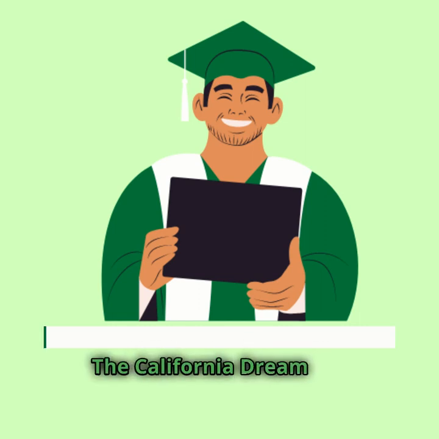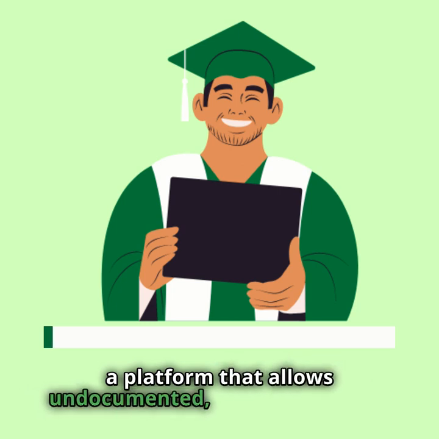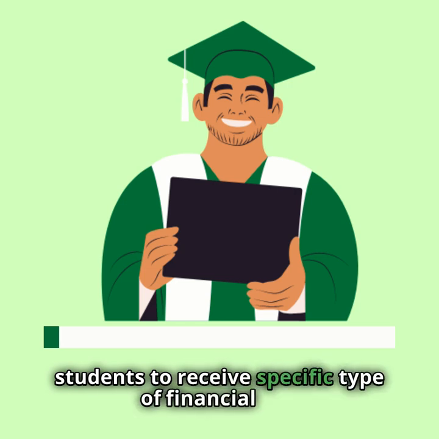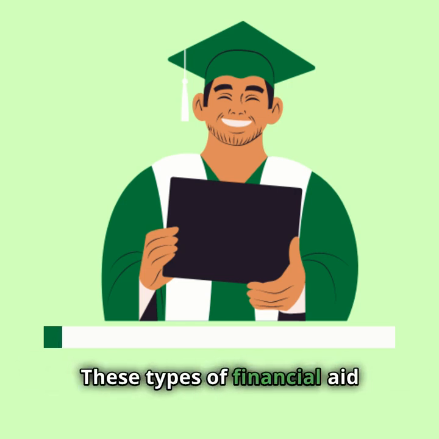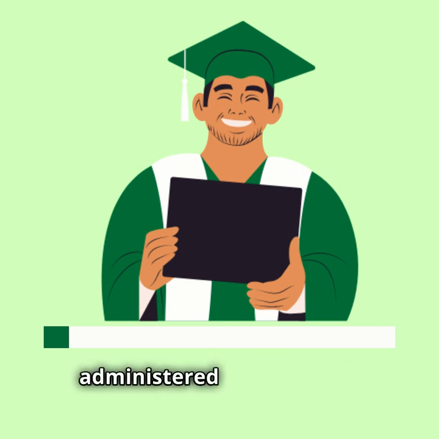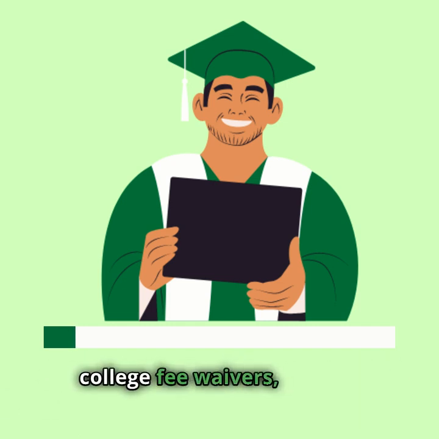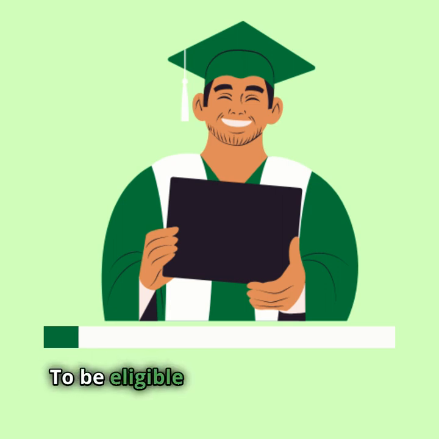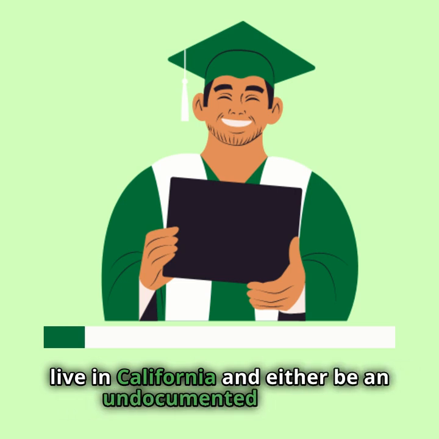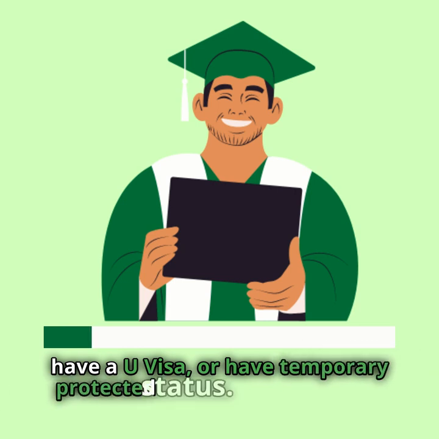The California Dream Act application, also known as CADAA, is a platform that allows undocumented, DACA, and U-Visa students to receive specific types of financial aid. These types of financial aid include private scholarships from public universities, state-administered financial aid, university grants, community college fee waivers, and Cal Grants. To be eligible for this application, the student must live in California and either be an undocumented citizen, have a U-Visa, or have temporary protected status.